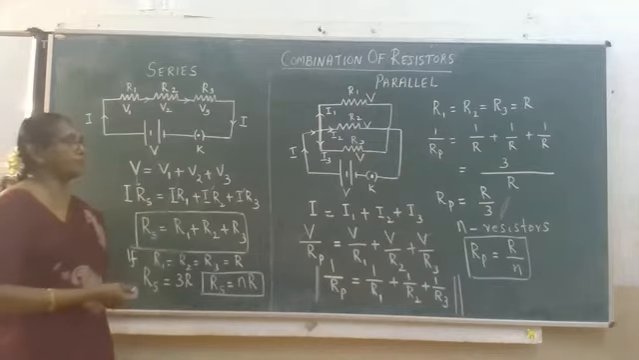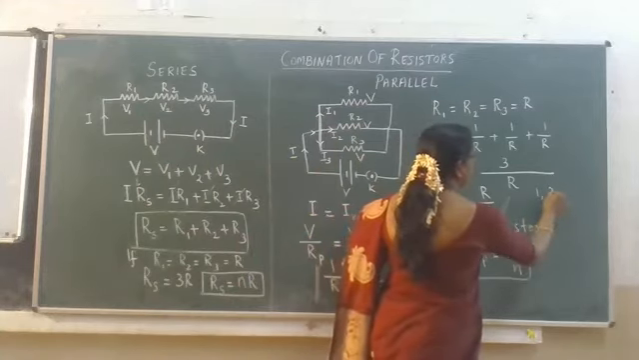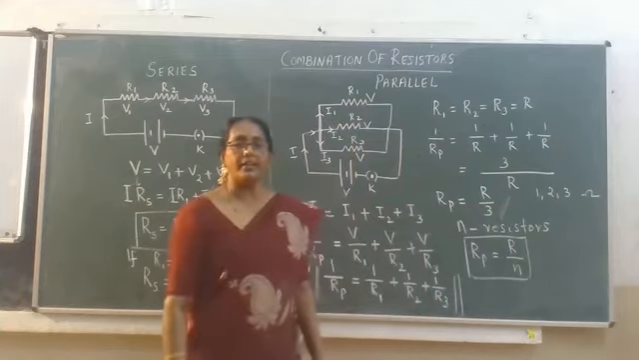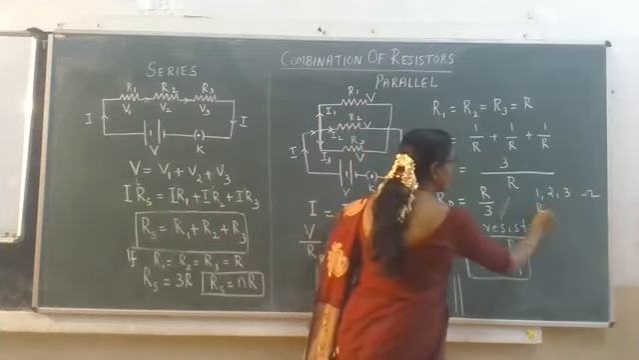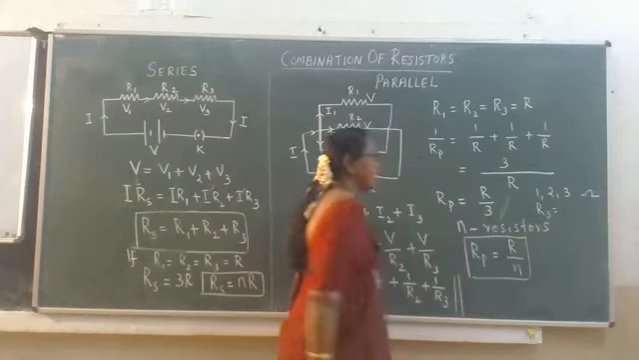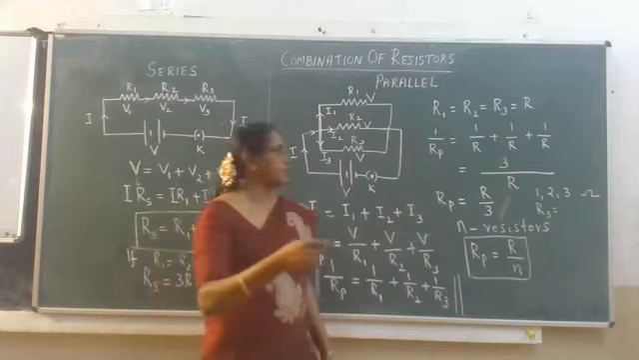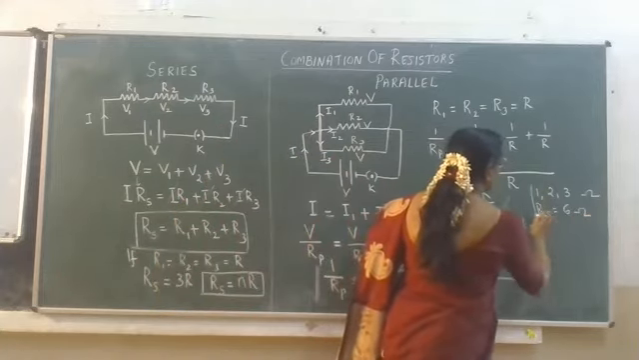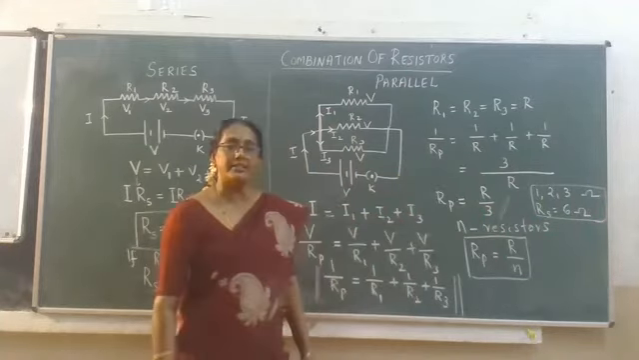the highest value. Suppose you have 3 resistors, 1 ohm, 2 ohm and 3 ohm connected in series. If they are connected in series, what is Rs? Rs will be 1 plus 2 plus 3. How much is it? 3 plus 3, which is equal to 6 ohm. When they are connected in series, the resistance will become 6 ohm.